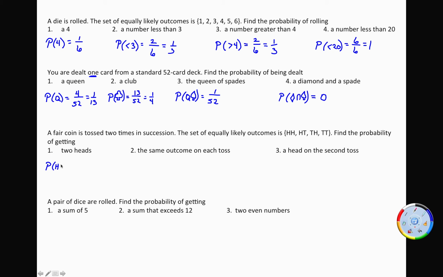So the probability of getting a heads and a heads, when I look up here, that happens 1 time out of 4. So 1/4.